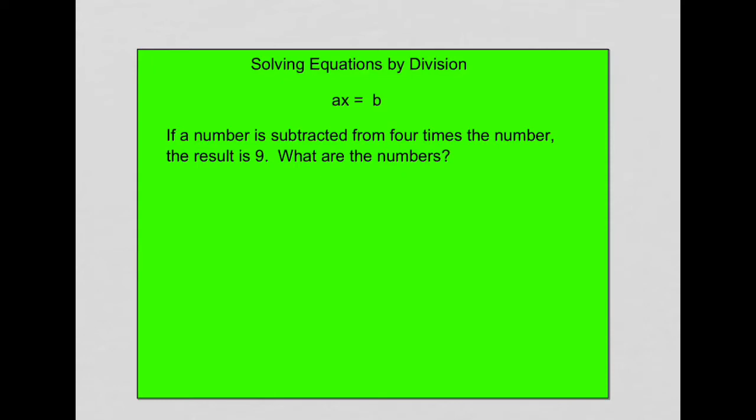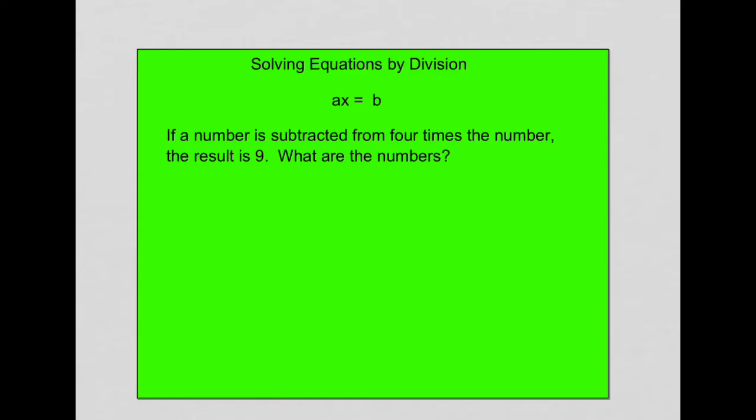Now, the main focus of this section will be solving equations, but I'd like to do a couple of word problems just to show you where these math equations come from. Now, I want to look at the first question here. It says, if a number is subtracted from 4 times the number, the result is 9. What are the numbers? Normally you would have guessed and checked, and I bet a lot of you could guess and check the answer right now. But what I want to show you is a way to get an algebra math equation from this problem and then solve that math equation.